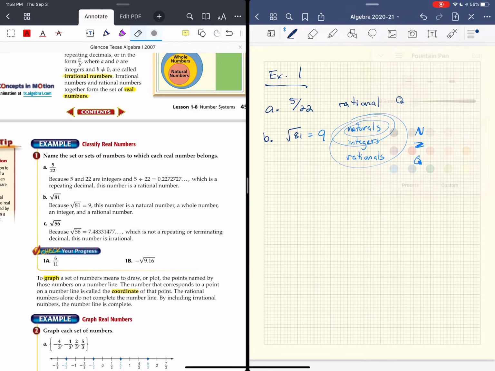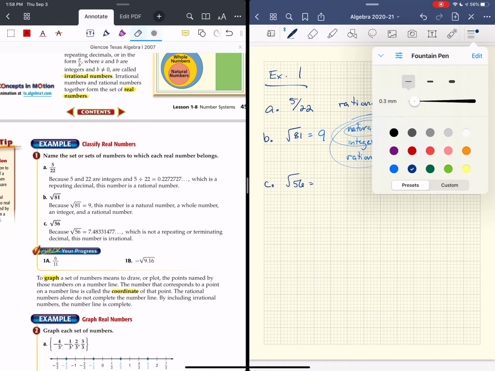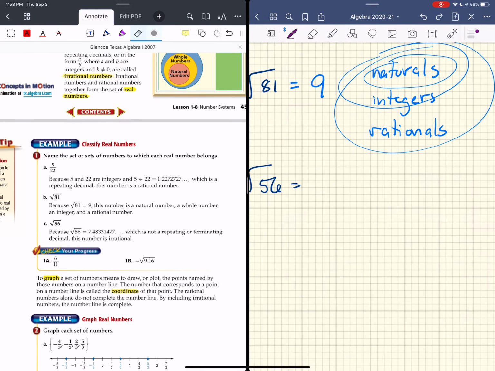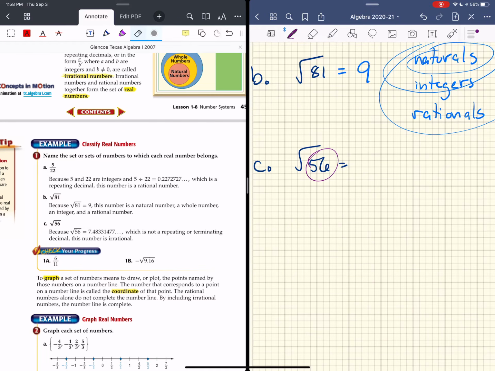For C, what are we looking at on C? The square root of 56. Okay, so again, you might be anticipating, well, now hold on a second. A moment ago, a square root ended up being a natural number, so is the same thing happening here? And you just have to know, well, is 56 a perfect square? And of course the answer is no.